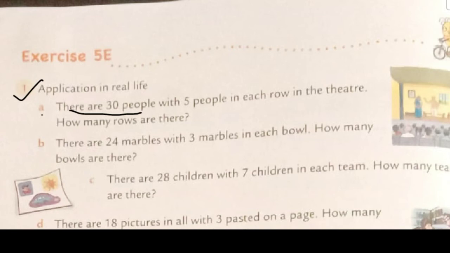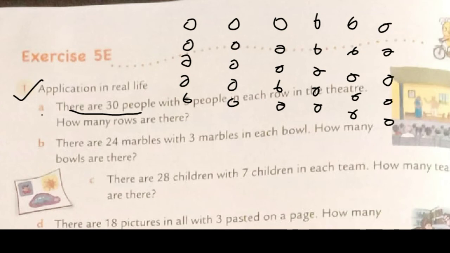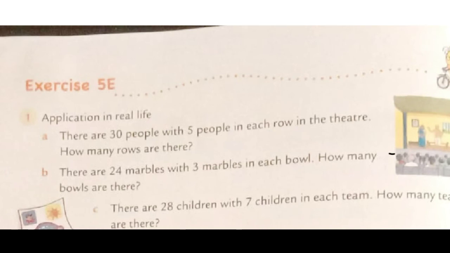So let me show you with a diagram. We have to arrange 30 people and 5 can be in one row. So like this, if we keep arranging 5 people in a row, we'll find 1, 2, 3, 4, 5, 6 rows. How many rows? 6 rows of 5 people in each. So let me show you how we will solve this. We will make a column like this. In the center the dividend will come and on the left side the divisor will come.